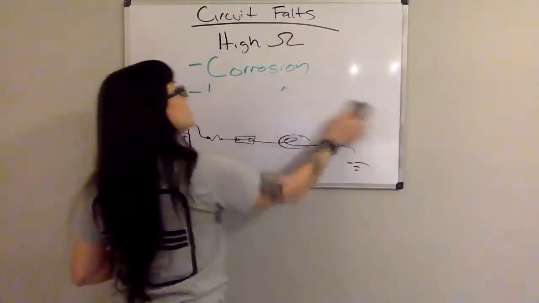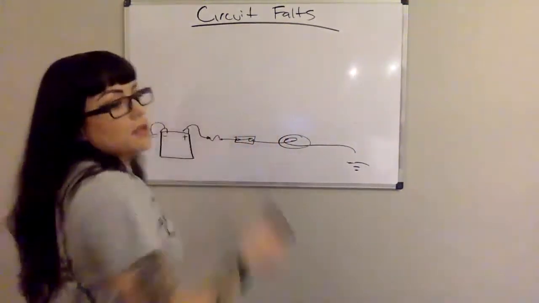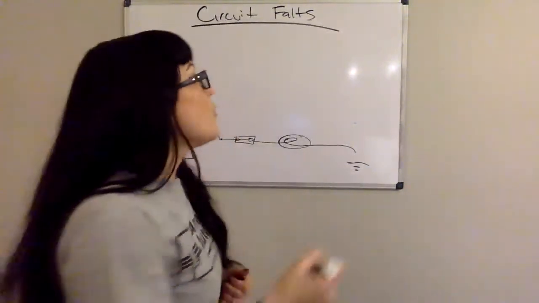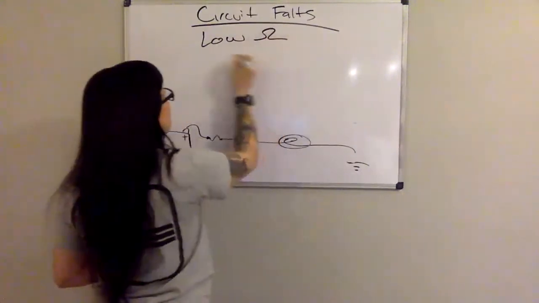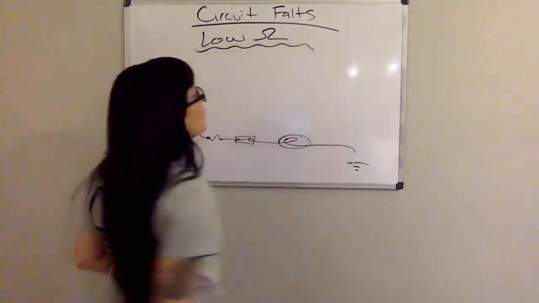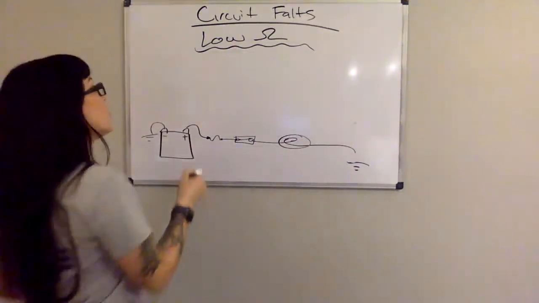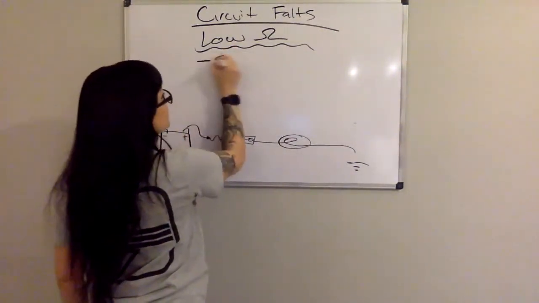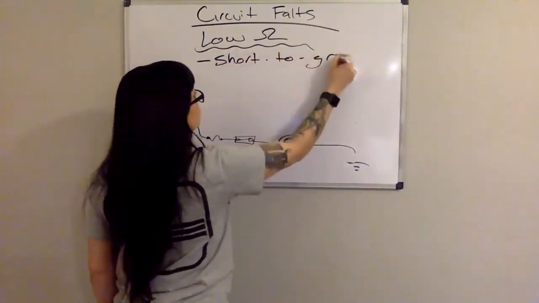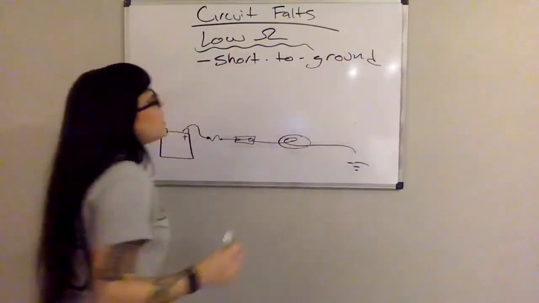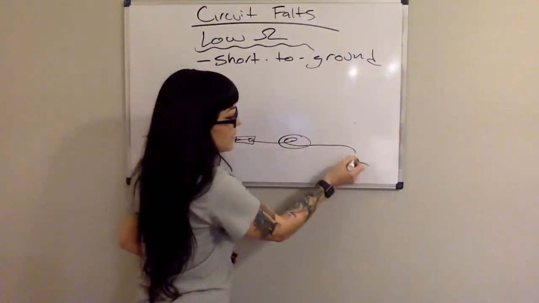The next one I'd like to go to, and all of this is in your PowerPoint presentation that they gave you. The next one is going to be low resistance faults. And low resistance faults are easy to remember because they always start with a short. So the most common one you guys will see is a short to ground. I'll explain that right now. So let me go ahead and put our ground back here.